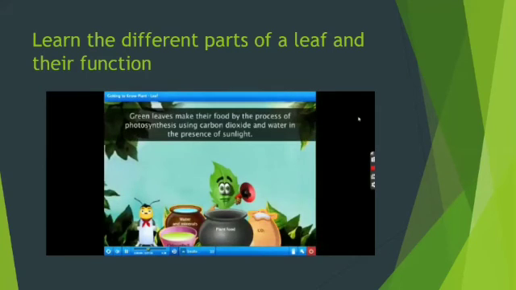Each leaf is like a chef. It makes food for the plant with the help of water and minerals from the roots, carbon dioxide from air, and a green substance present in them called chlorophyll.